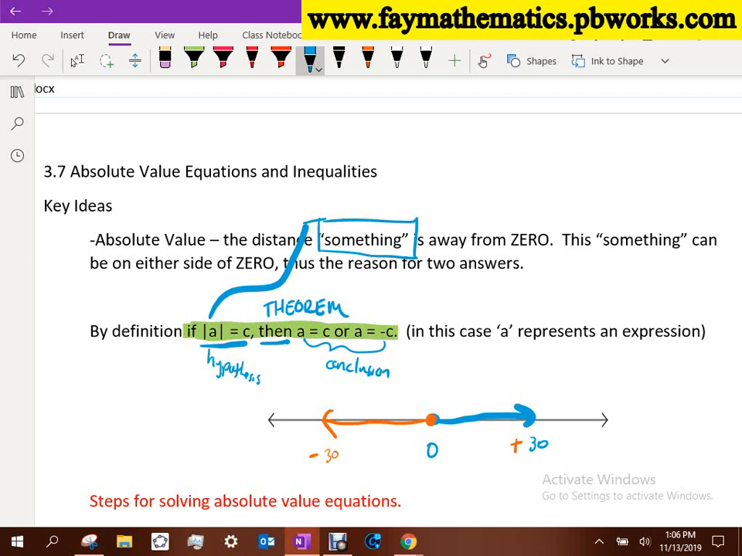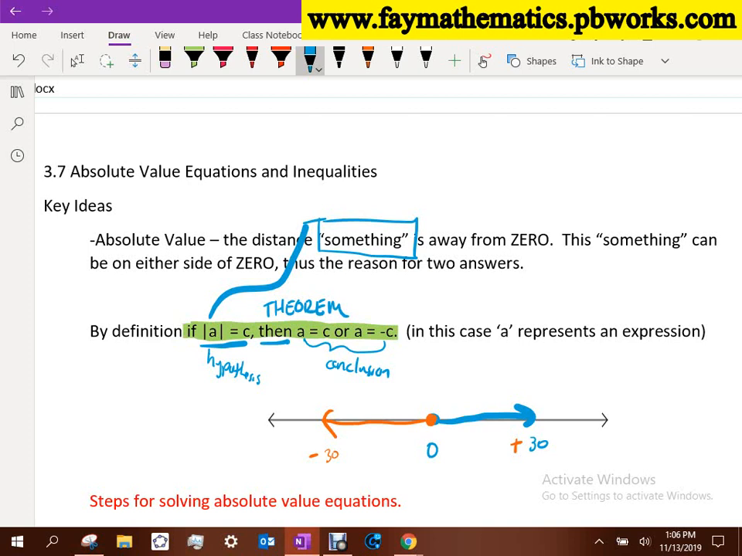And basically it says, if you have a problem in front of you, your homework, your notes, whatever, if your problem matches that hypothesis where it says absolute value of something equals C, if that's what the structure of your problem looks like, you can then take your problem and do what the then part of the theorem says. Okay? So here's what I'm getting at.